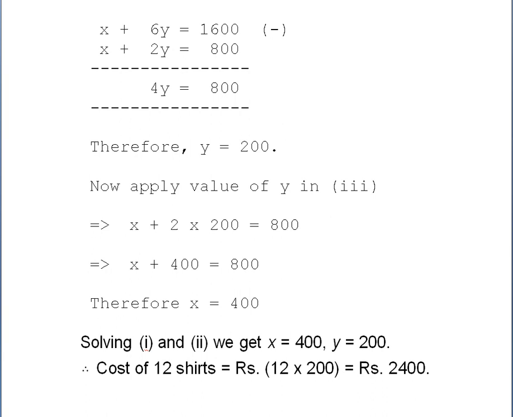Now you can put the value of y in equation 3. That is x plus 2 into 200 equals 800, and after solving it you get x equals 400. So once you solve, you get x equals 400 and y equals 200. So the cost of 12 shirts will be 12y, that is 12 into 200, that is 2400 rupees.